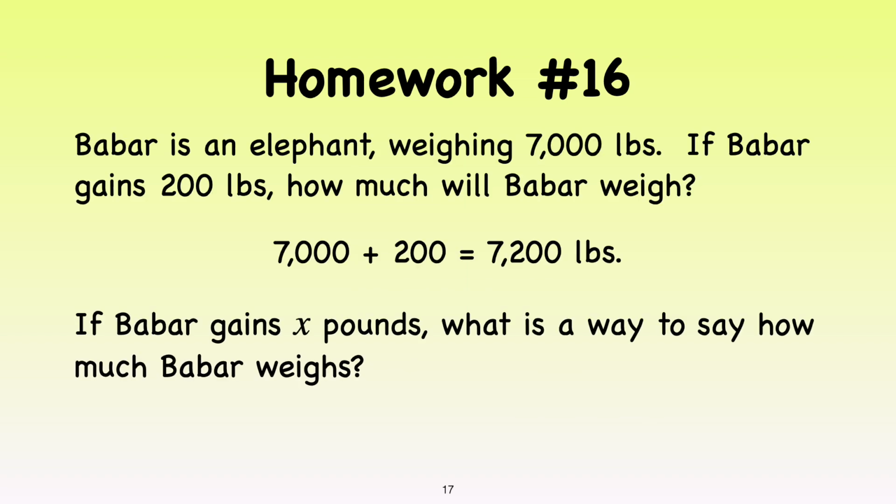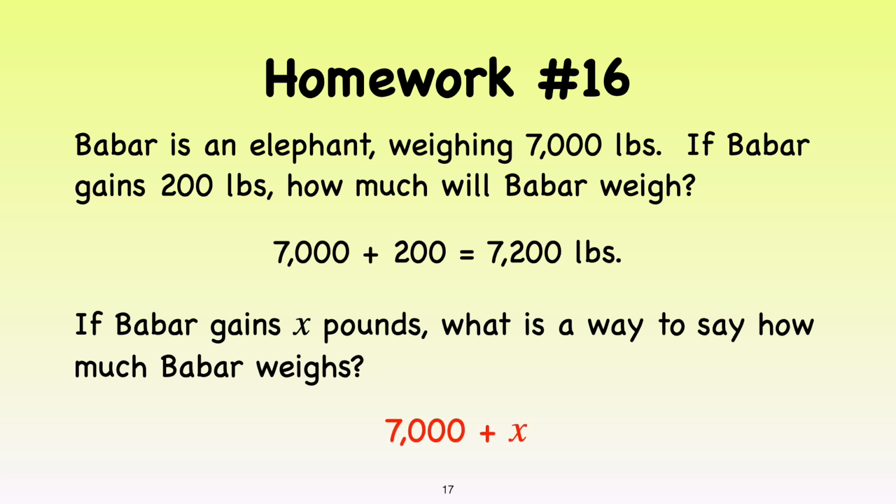In problem 16, Babar is an elephant, the main character in some children's stories that you may have read. If Babar gains some weight, then we would add those pounds to his weight. If he gained 200 pounds, then we would add 200 to his weight of 7,000 pounds. But what's a way to say that Babar gained some weight when we don't know how much he has gained? Well, what do you want to call it when you don't know what it is? Let's say he gained x pounds. The expression showing how much he weighs would then be 7,000 plus x.